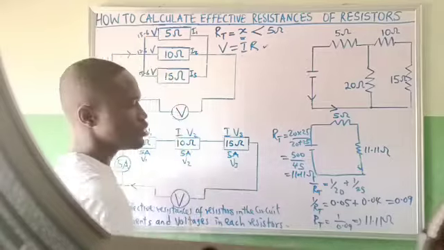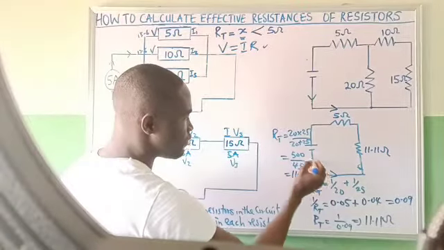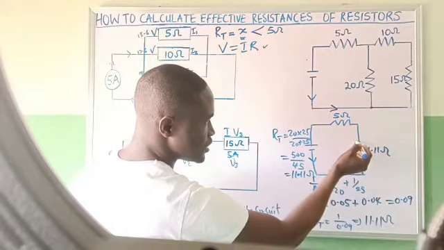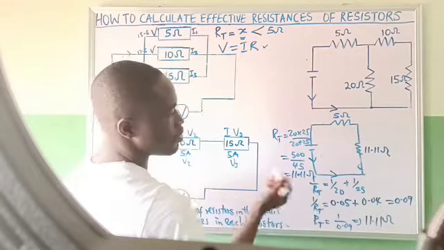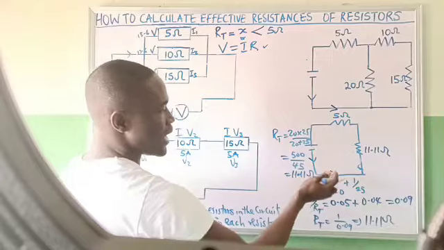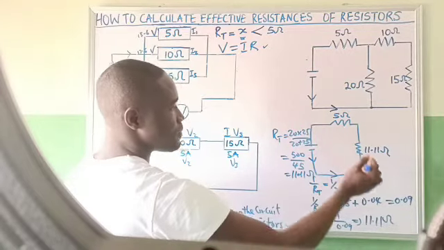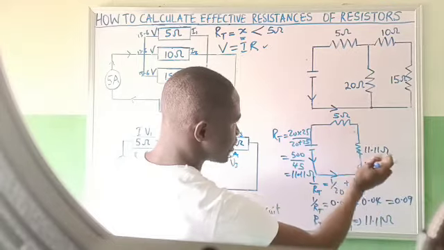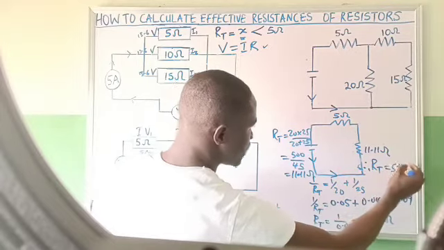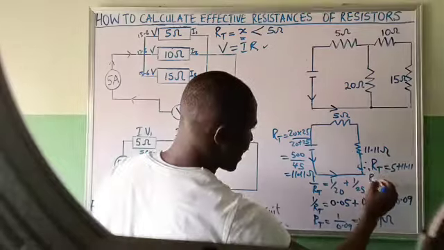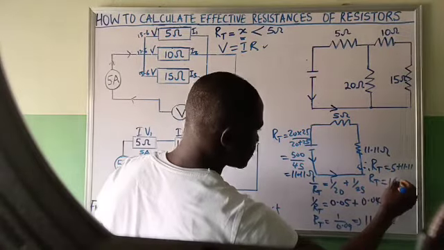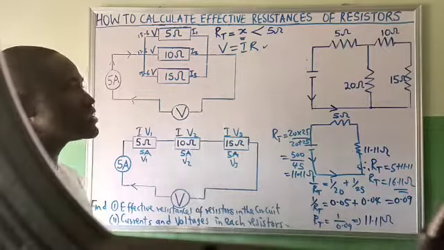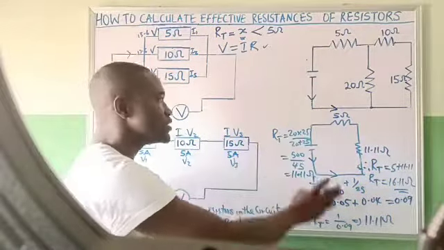You can see that when current is moving this way, if we get to this point, it will meet this resistor and this resistor in series. Therefore, the final RT will be equal to this plus this, 5 plus 11.11. Final RT will be equal to 16.11 ohms. So that is how to resolve these resistors. Thanks for watching the video.